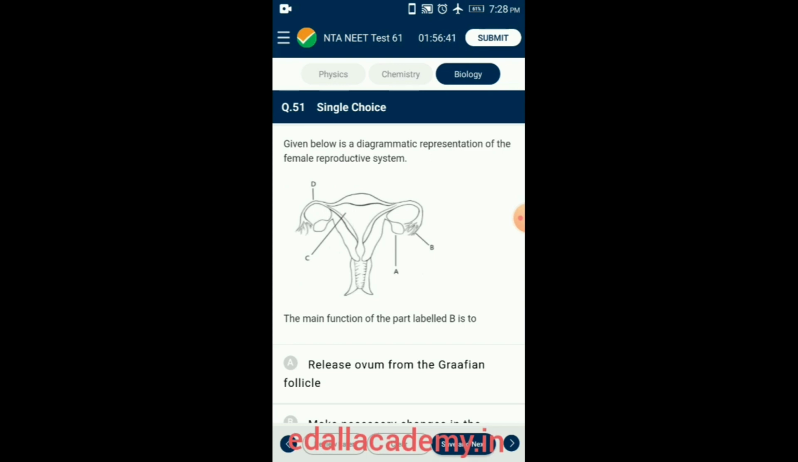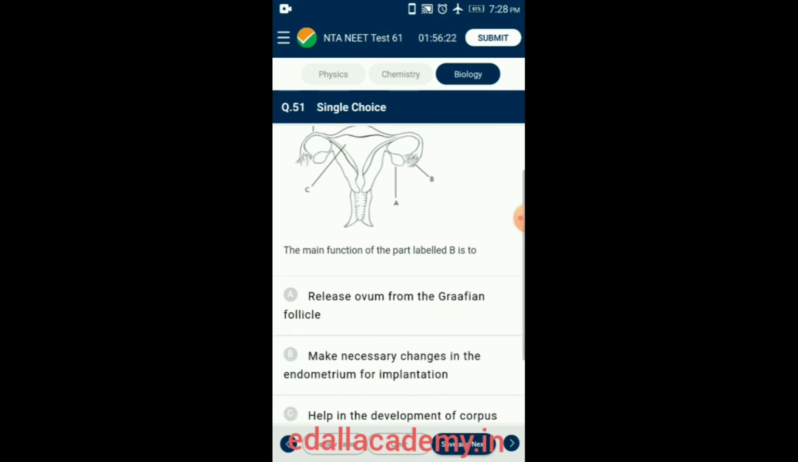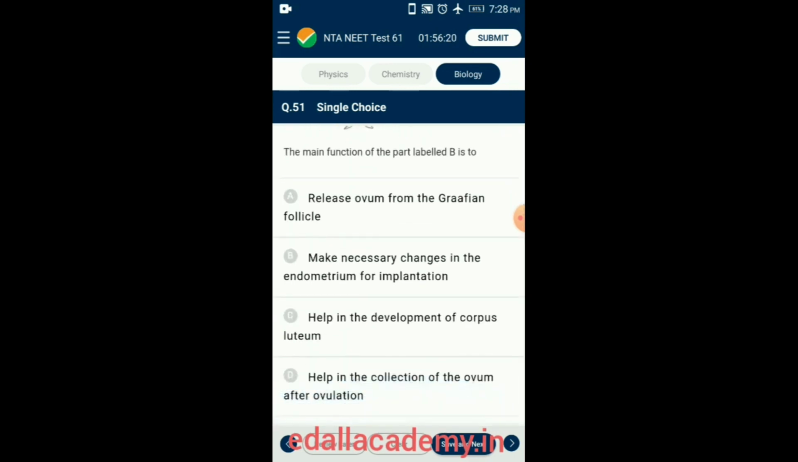the uterus. The ovarian end opens into the abdominal cavity via funnel-shaped structure with finger-like projections called as fimbriae surrounding the opening. Movements of the fimbriae at ovulation assist in directing the ovum to the fallopian tube. So the answer for this question is option D. Help in the collection of ovum after ovulation.